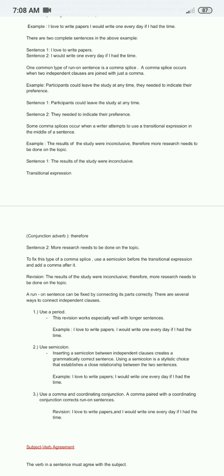One common type of run-on sentence is a comma splice. A comma splice occurs when two independent clauses are joined with just a comma. Example: Participants could leave the study at any time, they needed to indicate their preference. Sentence 1: Participants could leave the study at any time. Sentence 2: They needed to indicate their preference.